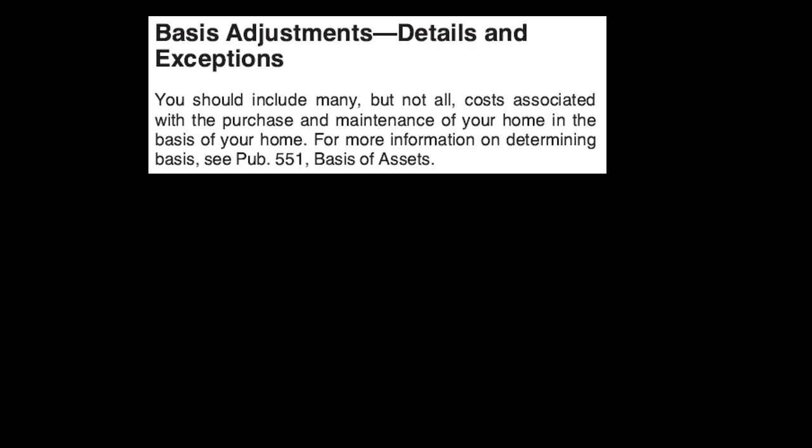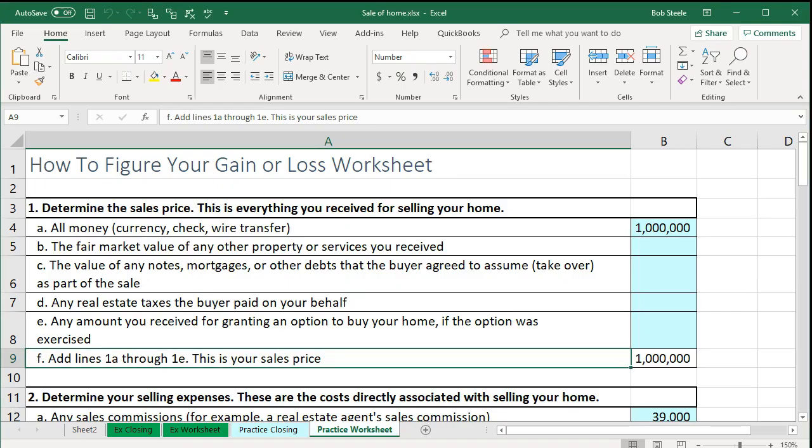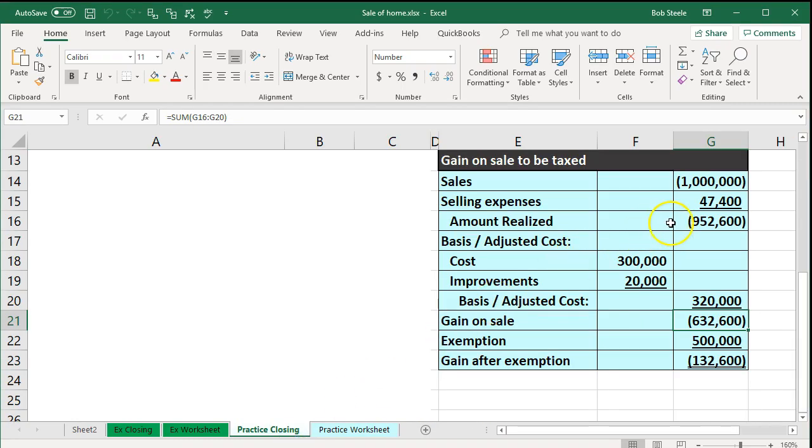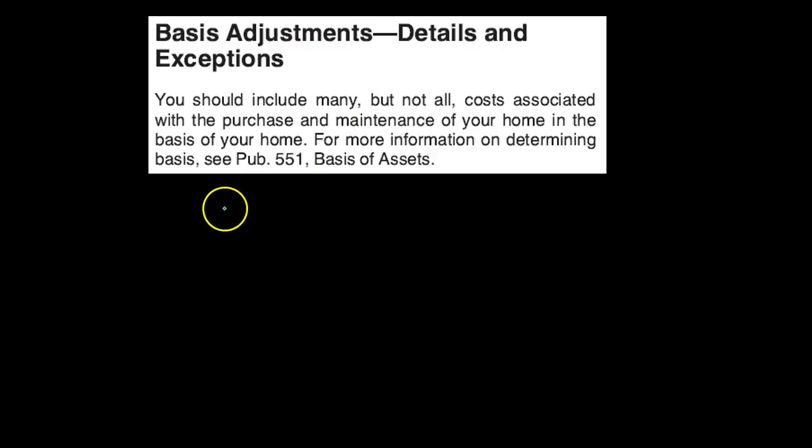Back to the text. Basis adjustments. Details and exceptions. You should include many, but not all, costs associated with the purchase and maintenance of your home in the basis of your home. So when we consider the basis, remember we're talking about, in essence, the cost. When we consider our formula, we have the amount realized, basically the sales price, and then the cost, which is basically adjusted. We use the term basis because basis is a little bit broader. We'll include those adjustments when we consider what the basis is. For more information on determining basis, you can see Publication 551, Basis of Assets.